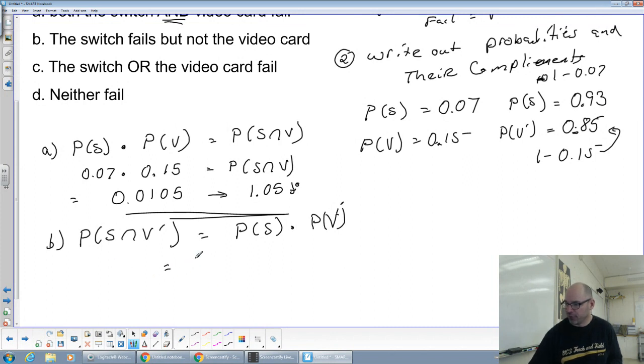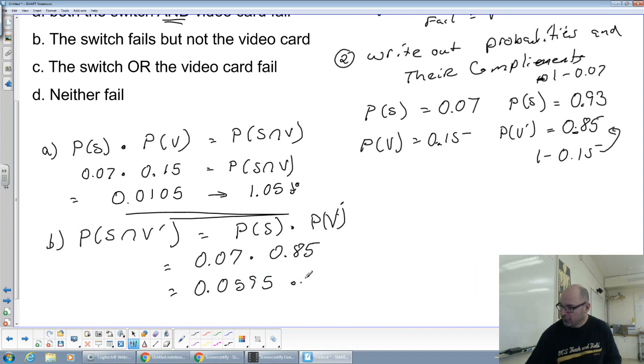So this would be switch fails and the video card does not fail. Okay, you got to take our calculator out, 0.85 times 0.07. And we're left with 0.0595. Or, if you want percent, 5.95%.